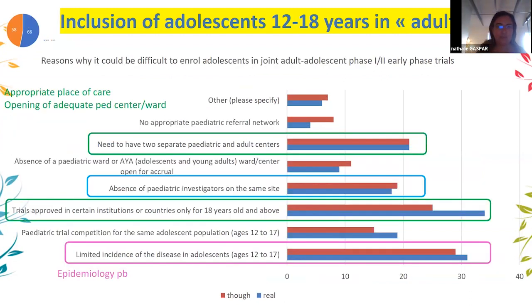We then asked the reason why adolescents were not included in joint adult and adolescent trials. The most important is the epidemiology, of course, but also the lack of knowledge of the network to bring young adolescents in. This means that the collaboration between pediatric and medical oncologists should be improved.